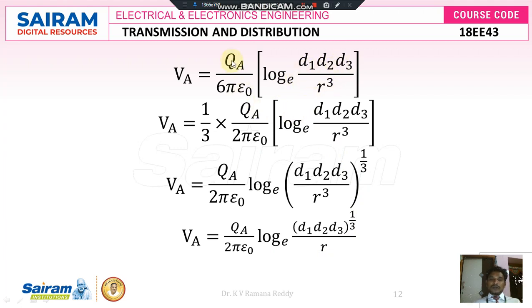So QA divided by 6 pi epsilon naught, I can write the 1 by 3 like this. Then QA divided by 2 pi epsilon naught ln of d1 d2 d3 divided by r cube, whole power 1 by 3. If I simplify this equation, in the denominator r power 3 whole power 1 by 3 becomes r, and the numerator is d1 d2 d3 whole to the power of 1 by 3.